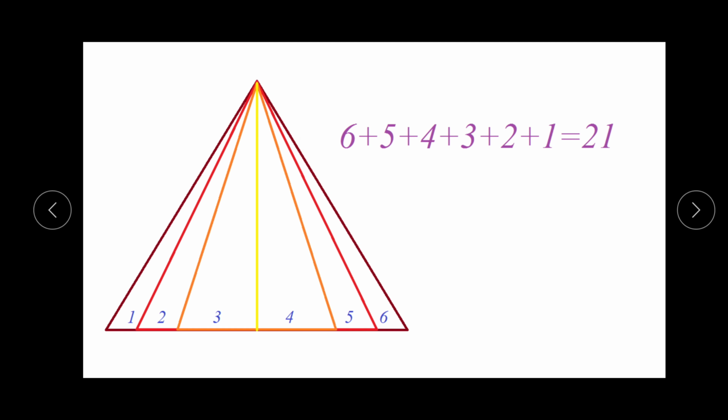After the 6, these are the 5 triangles. Where are these 5 triangles? 1, 2, 3, 4, 5. Now where are these 4 triangles? 1, 2, 3, 4. Like this we will go up to the largest triangle.